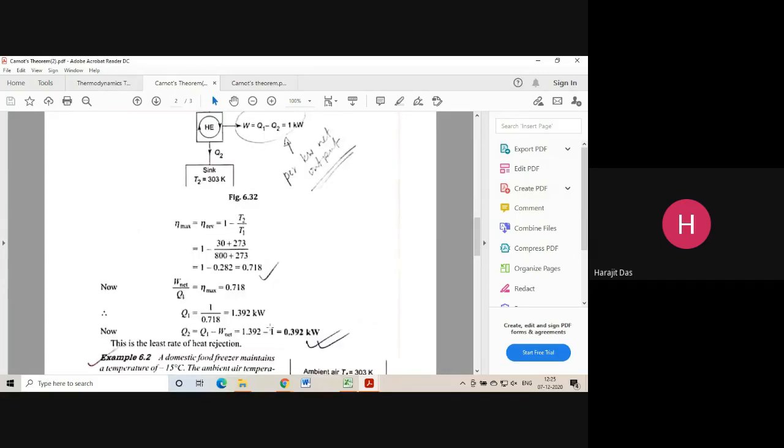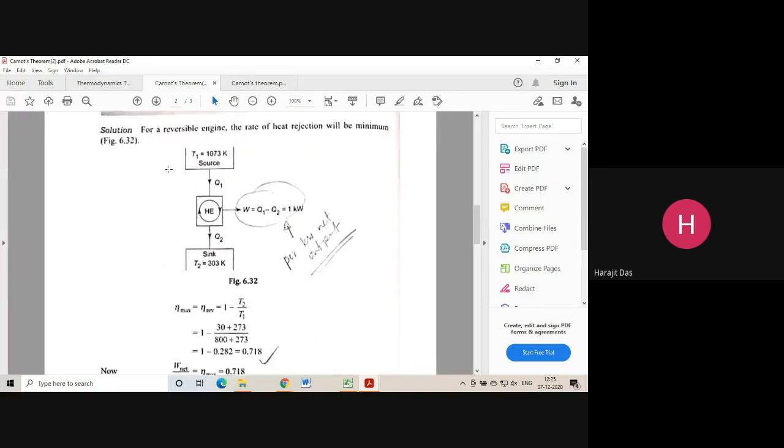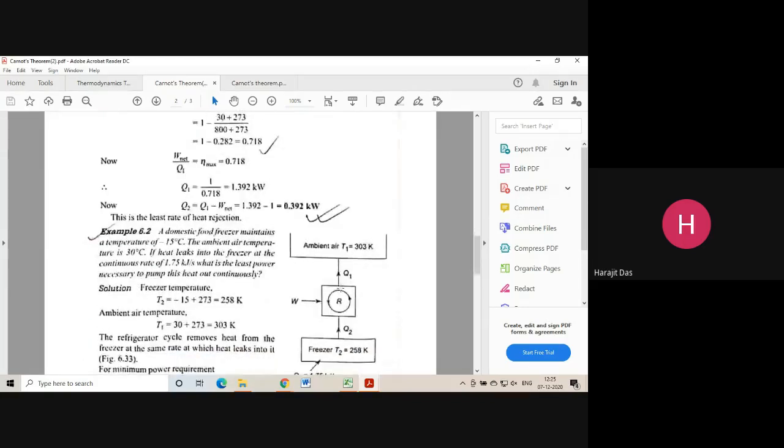So this way you need to find out all the things whatever you are asked. You may be asked to find Q1, Q2, T2 or T1, or efficiency or work done, whatever it is, but the game is on the basis of this diagram. That is why you need to know how to draw this kind of diagram. Understood? Now we will be taking another example.